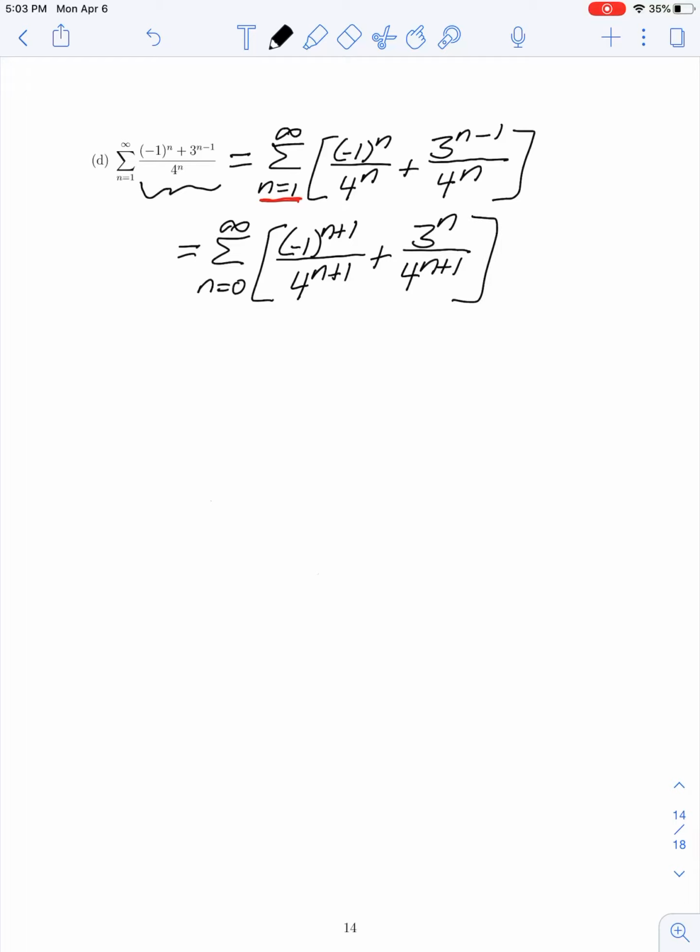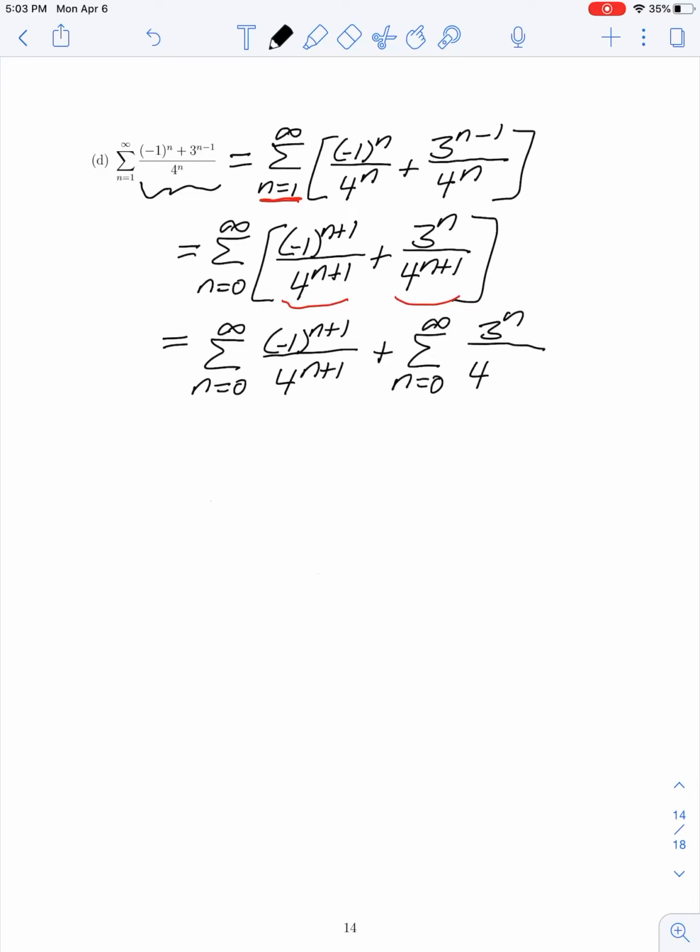Now, if I'm taking a sum of the sum of two terms, well, we can think about taking the summation of each of these terms respectively. And if these two series converge, then the summation would be the sum of the sums of each of these series.